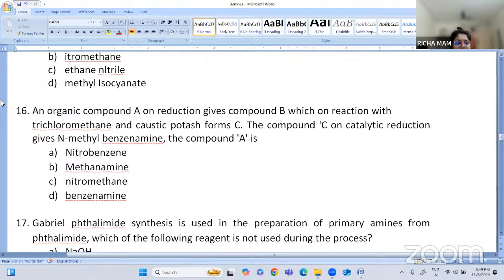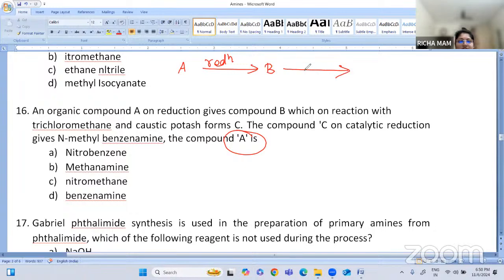Okay, next question here. An organic compound A on reduction gives compound B, which on reaction with trichloromethane and caustic potash forms C. The compound C on catalytic reduction gives N-methyl benzenamine. So they have asked what is compound A. I'll write the set of reactions they've asked. Compound A is there. We are doing reduction on that. You will get compound B.